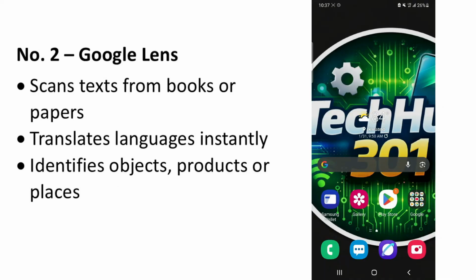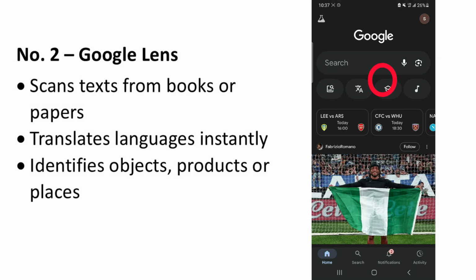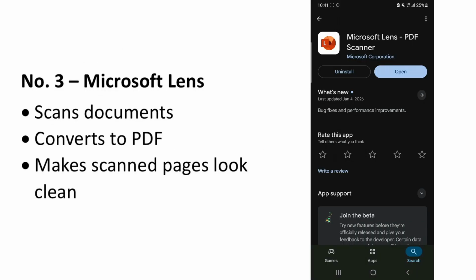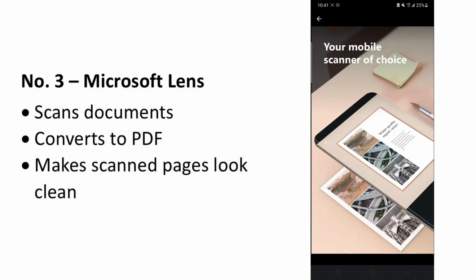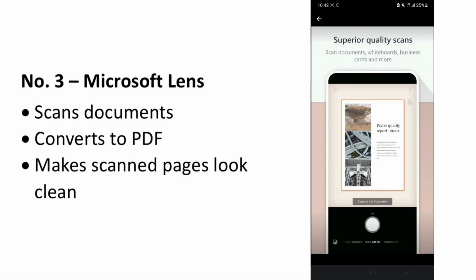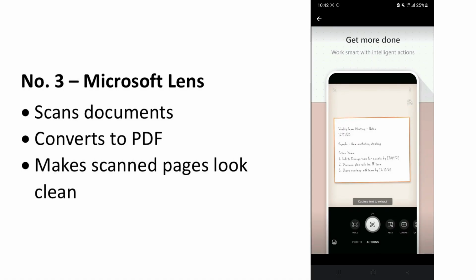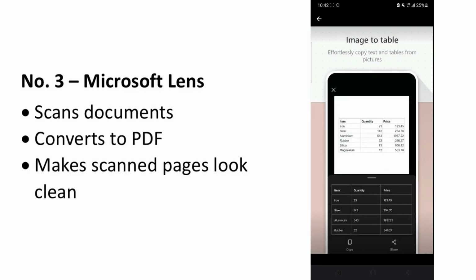The second app is called Google Lens. It scans text from books or papers just by you pointing your camera to the object. Microsoft Lens. Microsoft Lens helps you to scan your documents using your phone camera. It also converts them to PDF and it makes your scanned objects or your scanned pages look clean and professional.